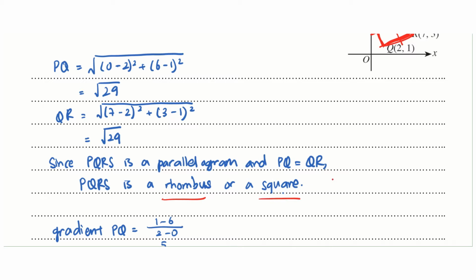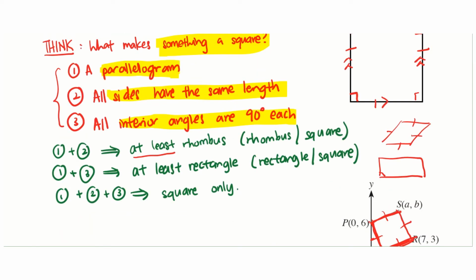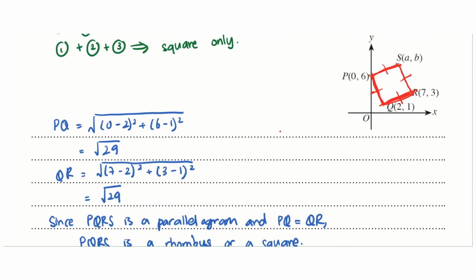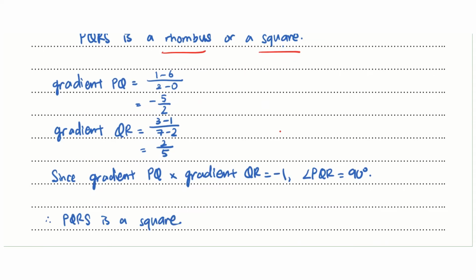To narrow it down further, we are only short of addressing the interior angles being 90 degrees each. How am I going to introduce 90 degrees into this diagram that doesn't give information about the angles? We do that by finding the gradient of PQ as well as the gradient of QR. By looking at the product of these two gradients, we see that it is -1. Because the product is -1, PQ and QR are perpendicular to each other, in other words, angle PQR is equal to 90 degrees.